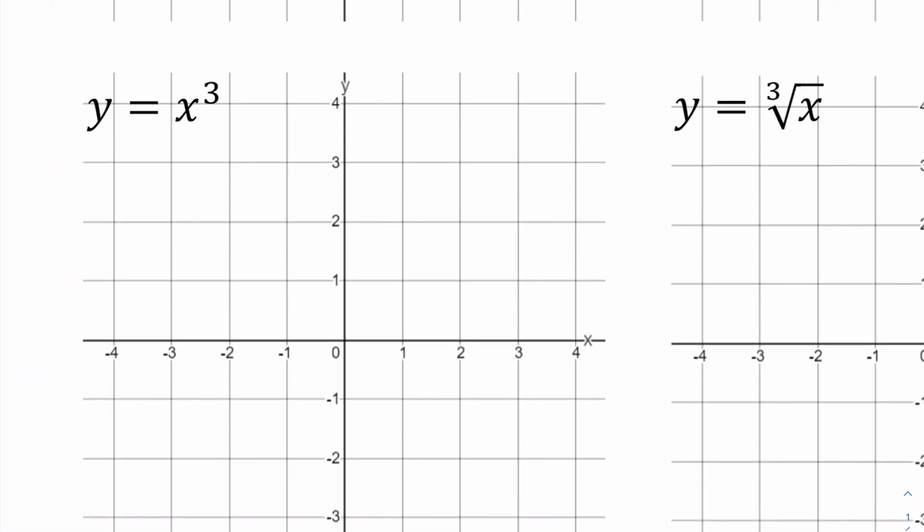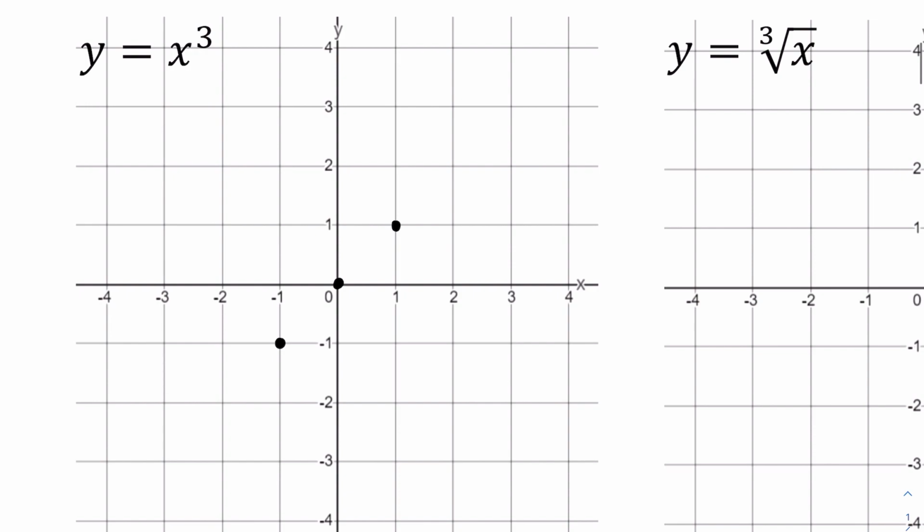Y equals x cubed. Just cube the inputs. 0 cubed is 0, 1 cubed is 1, 2 cubed is 8, which would be off my scale here, out of my window. -1 cubed is -1. Remember, if you cube a negative number, it stays negative. -2 cubed would be -8, off of my scale. And this graph winds up looking like the following. Let's go to the next function.